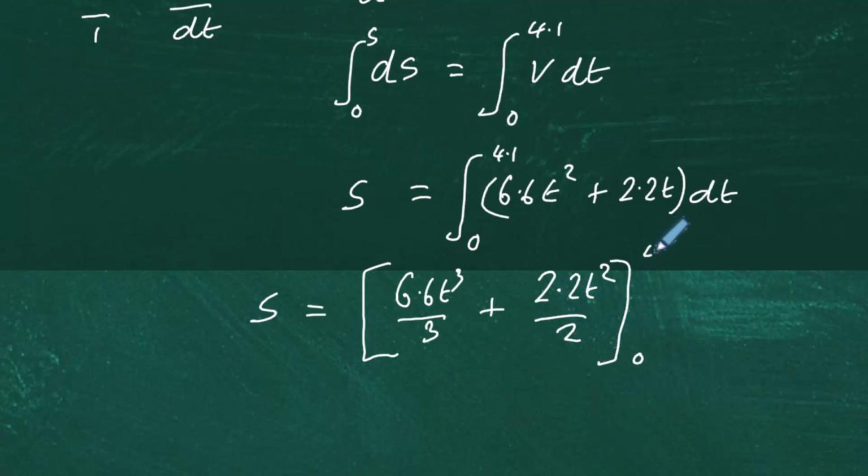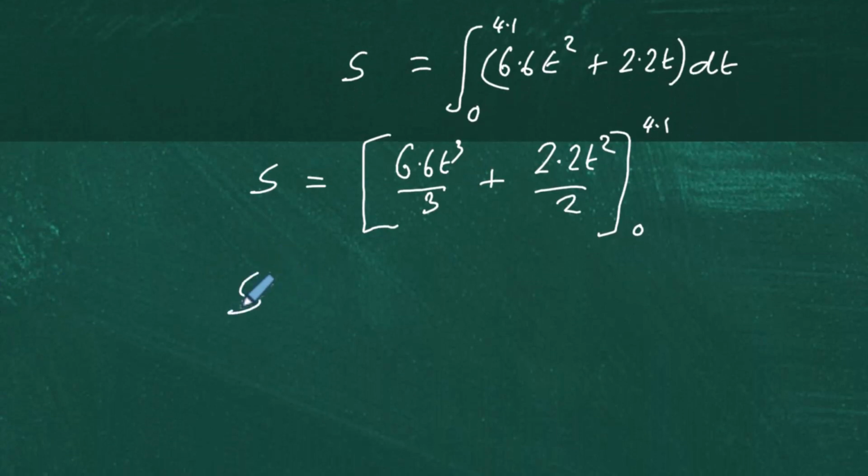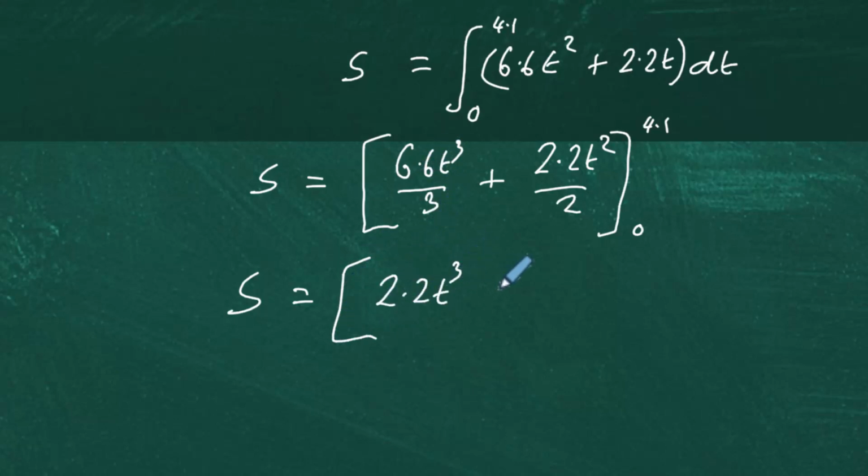We can make it a little bit easier by saying the distance is going to be equal to, keep the square brackets, 6.6 divided by 3 is going to give you 2.2 t cubed, plus, and divide this part here, 2.2 divided by 2 is going to give us 1.1 t squared, and it's from 0 up to 4.1.